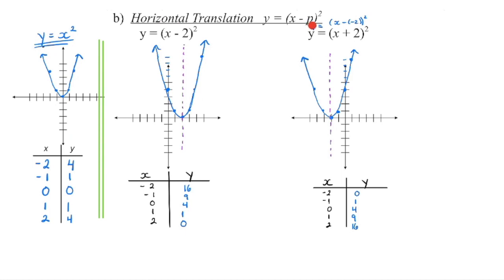The value of P is how many units we shift that parent graph either to the left or to the right. And anything in brackets behaves the opposite of what we think it will. So normally if we see a negative, we think we're moving to the left because the negative numbers are to the left of the origin. But in this case, because we have a minus here, P is +2, so we're shifting to the right 2 units. P is actually a -2 here, so we are shifting to the left. So just remember, anything in brackets behaves the opposite of what we think it will.